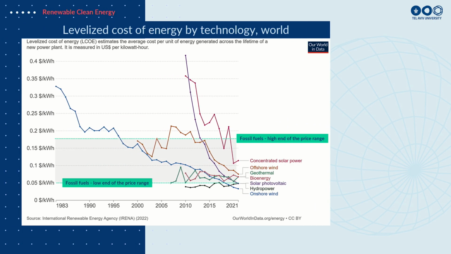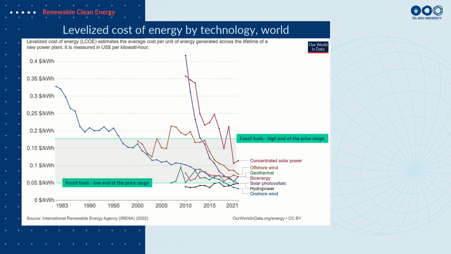And this is already happening. If we look at this plot, which is a little bit noisy, it shows the price from 1983 onwards for renewable energies from different sources: concentrated solar power, wind, offshore wind, onshore wind, bioenergy. And the little band you can see between the two green lines is the range of the cost of fossil fuels in dollars per kilowatt hour, the lowest cost and the highest cost. So we see a range of costs around the world.